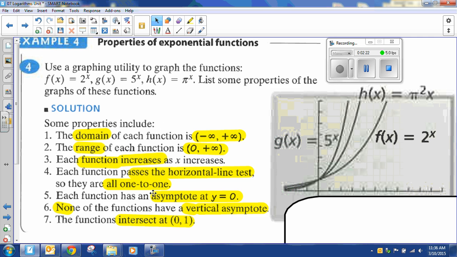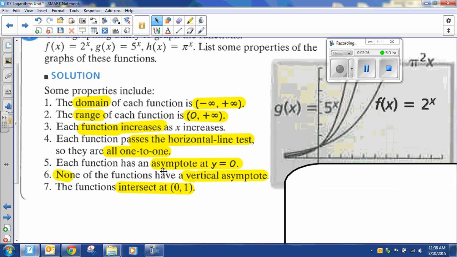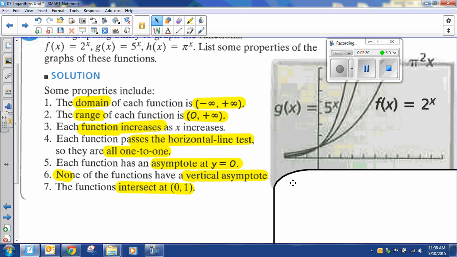Number 5, this is an important one. Each function has an asymptote at y equals 0. Now an asymptote is a line, horizontal or vertical, or diagonal really, that a graph approaches but never actually reaches. So as you can see, all three of these graphs approach y equals 0. They approach the x-axis, but they never actually touch it. And that is a horizontal asymptote. None of the functions have a vertical asymptote, and the functions all intersect at (0, 1).